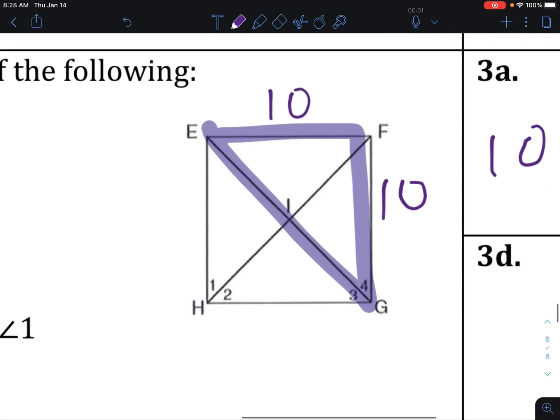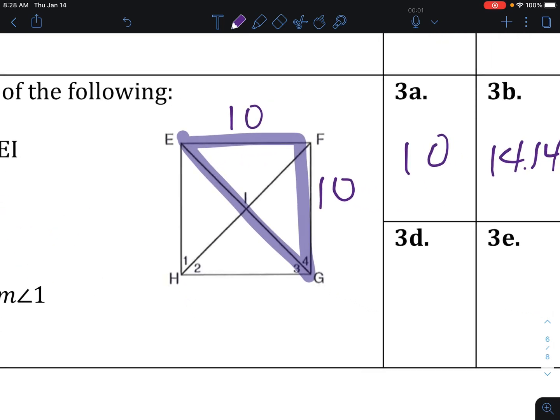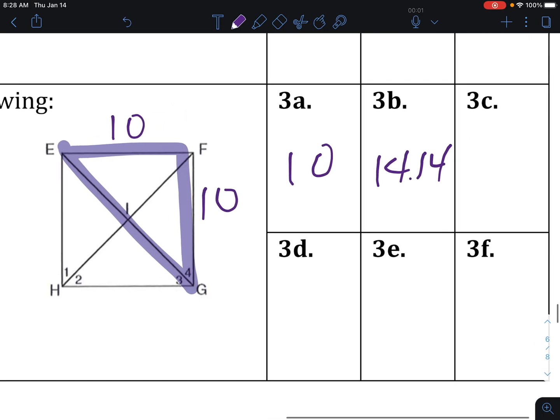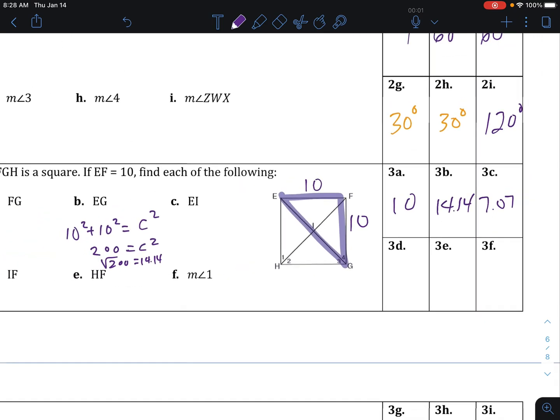EI is half of the diagonal. Well, again, it's a parallelogram. And parallelogram diagonals bisect each other. So we would take that 14.14 we just found, cut it in half, and you get 7.07.